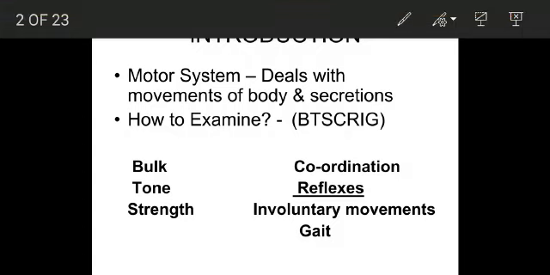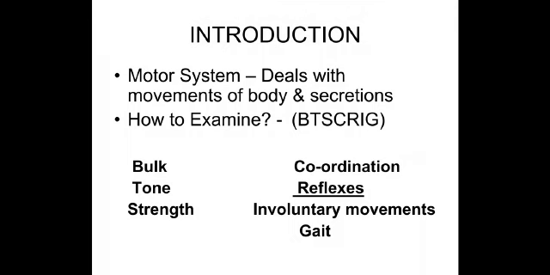It deals with the movements of the body and secretion. As you know, the motor system includes bulk, tone, strength, coordination, reflexes, which we'll be dealing with in today's class, along with involuntary movements and gait. Bulk gives you an idea about nutrition, tone about the state of partial contraction in response to resistance, and strength is the power, along with coordination of the upper and lower limb, involuntary movements, and gait, which is assessed by tandem walking, walking on a straight line, and Romberg's test. So today's class is about reflexes.